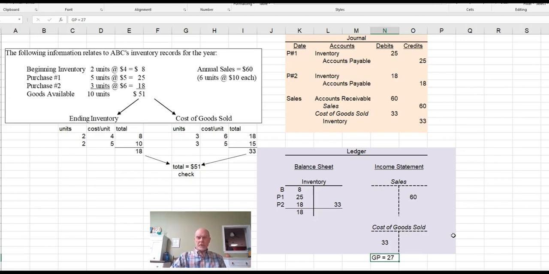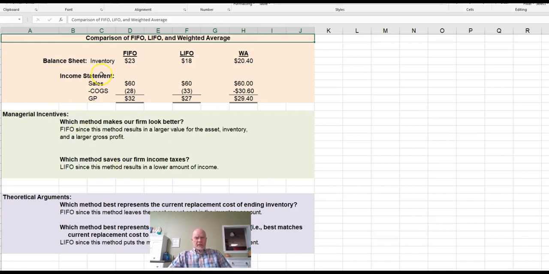In fact, let's look at those arguments for a second. Here I have represented the numbers that we calculated using the Fifo approach. Our ending inventory was 23, and our gross profit was 60 in sales minus 28 of cost of goods sold. It left us a gross profit of 32. Using the Lifo approach, our ending inventory was 18, and our gross profit was 27. Obviously, less gross profit.